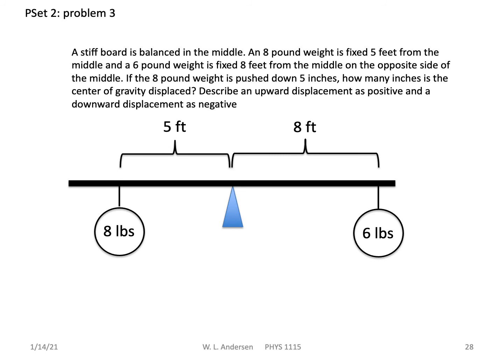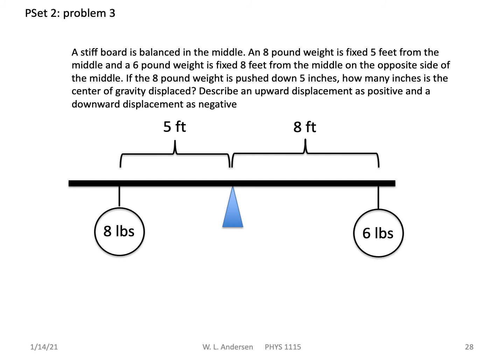We can now solve problem 3 of problem set 2. Here's a very similar problem. We have a stiff board balanced in the middle. So even if the board has weight, the center of gravity of the board is right over the fulcrum, so we can ignore any change. That point will not change in altitude.